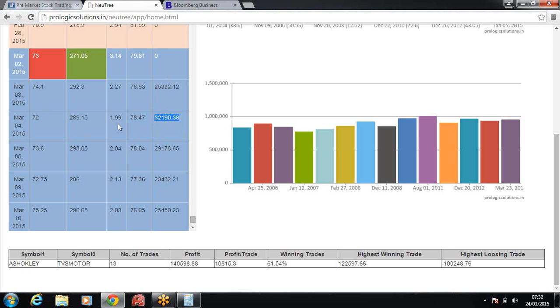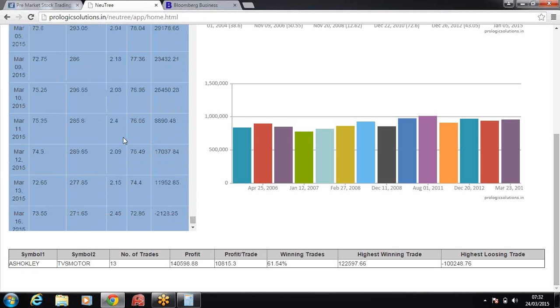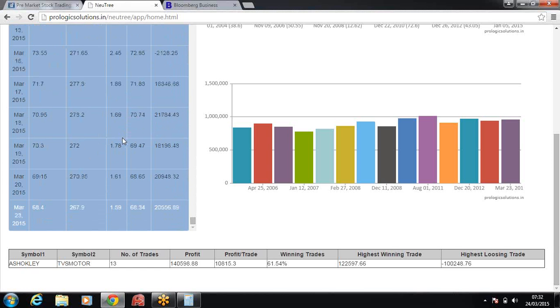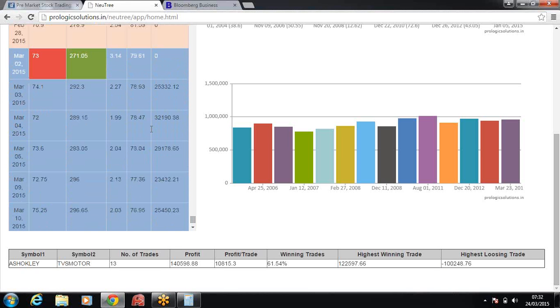So you can see the trade still running. Yesterday the Z score was 1.59, and you still have a profit of 20,000 on the second lot. You have already booked one profit of around 32,000 here, or 30,000, or it could have been more than that also. We have calculated the end of the day data.